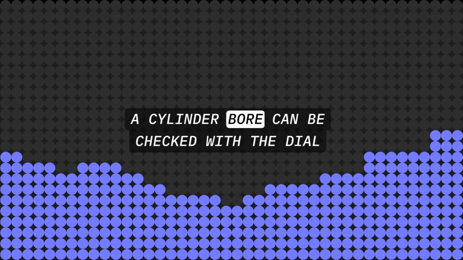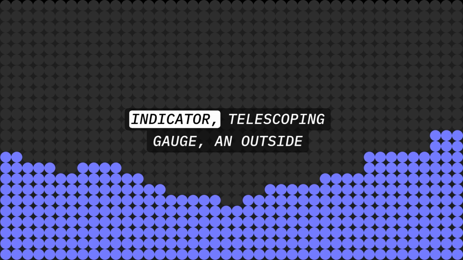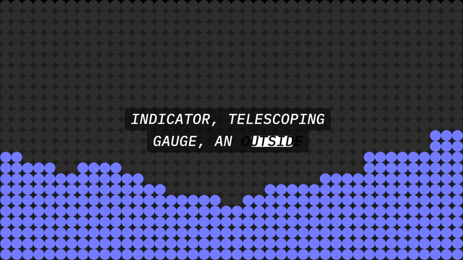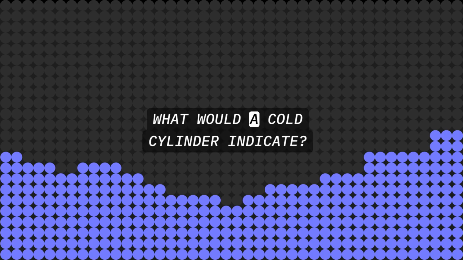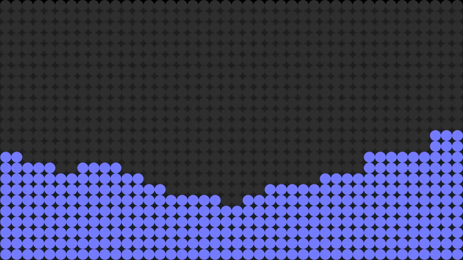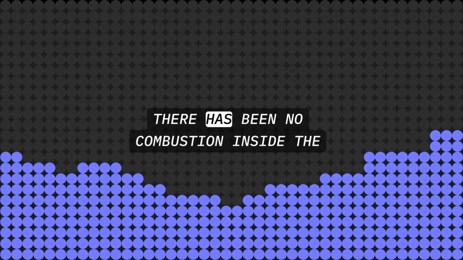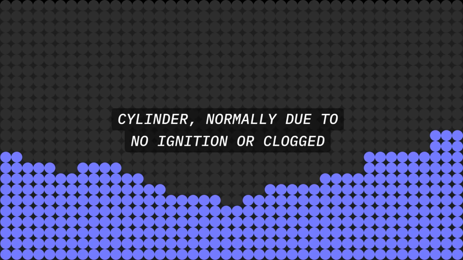A cylinder bore can be checked with the dial indicator, telescoping gauge, an outside micrometer, or inside micrometer. What would a cold cylinder indicate? That there has been no combustion inside the cylinder, normally due to no ignition or clogged fuel nozzle.